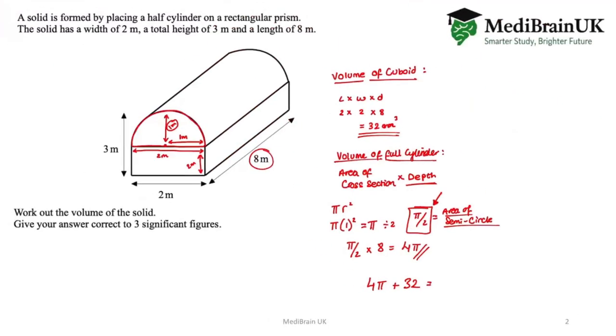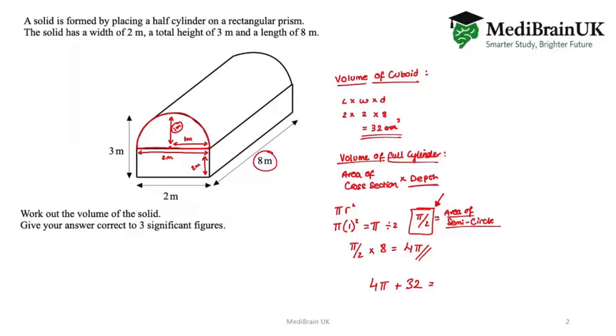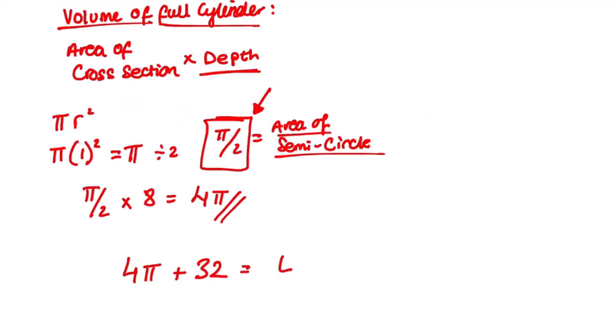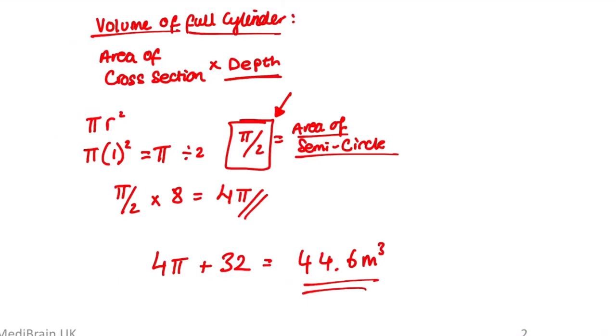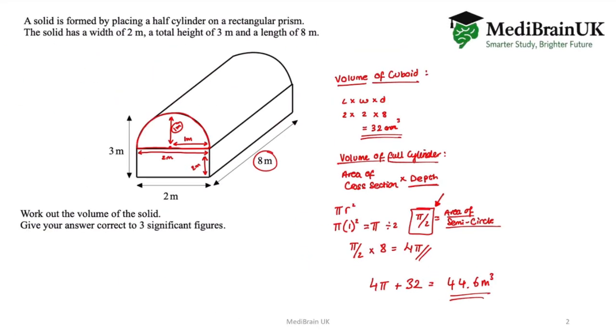And what does it say? It says to three significant figures. So we've got 4 pi plus 32 meters cubed, and that's going to get us 44.6 meters cubed. Okay, so it's going to be 44.6 meters cubed, and that's what your answer is.